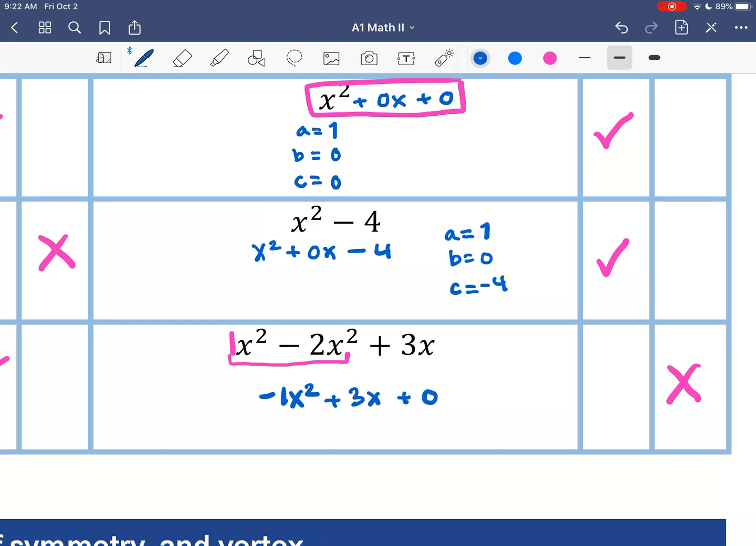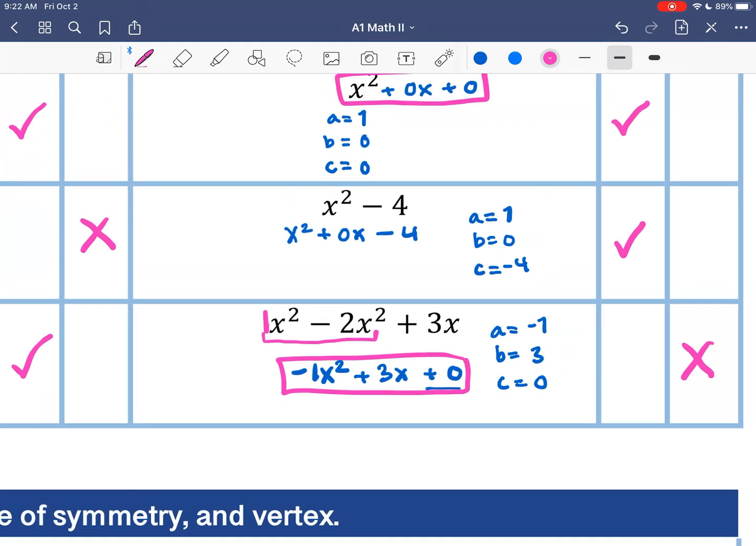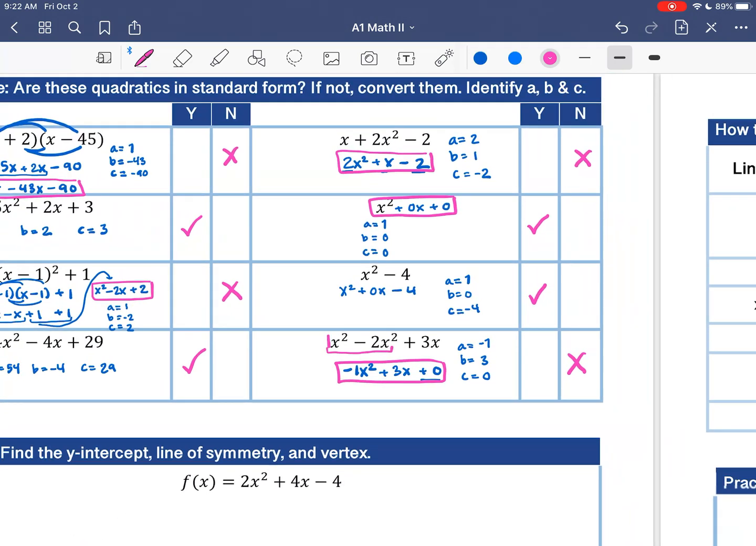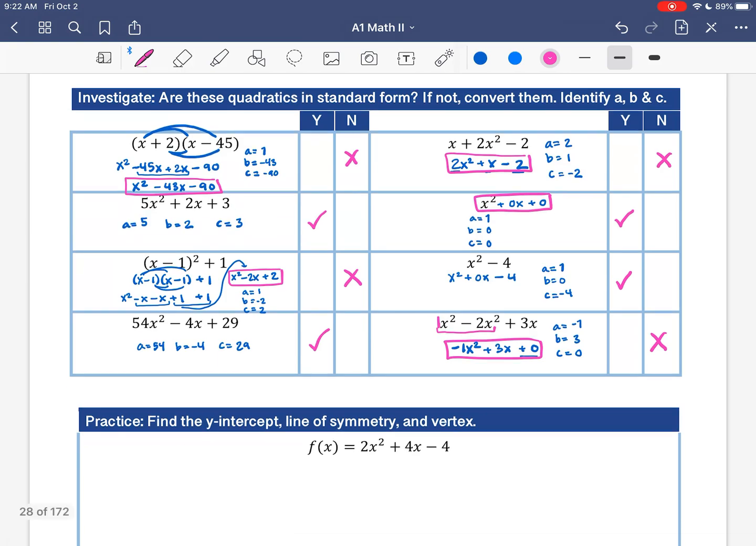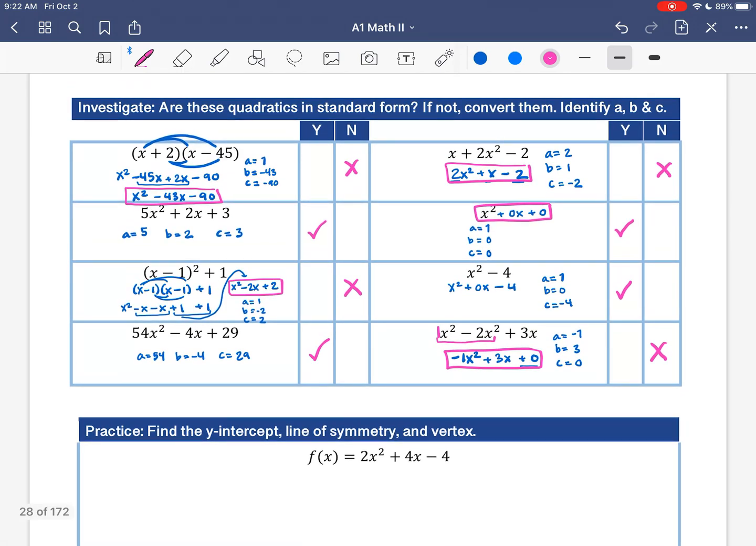And the term that we're missing on that one is the constant term. There is no number on the end with no variable. So I just added plus 0 to keep myself in order here. So that when I identify A, it's negative 1, B is 3, and C is 0. There you go. This is in standard form. I didn't need to write that negative 1, but I did anyway because it felt easier to see that way.